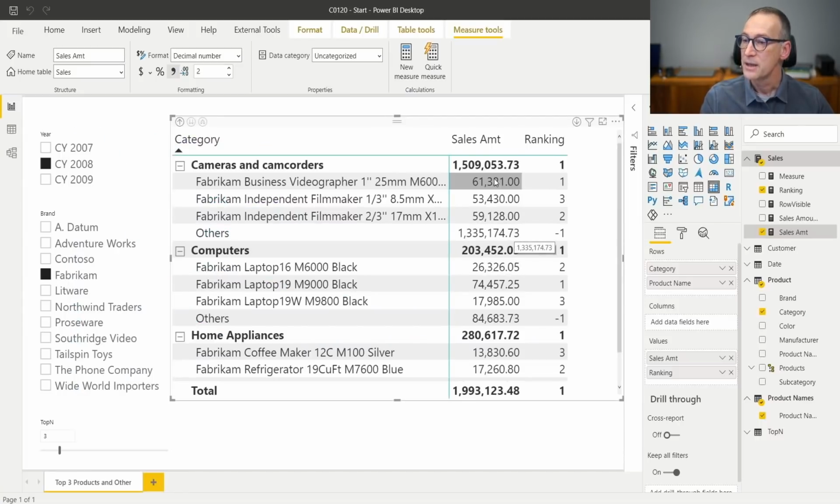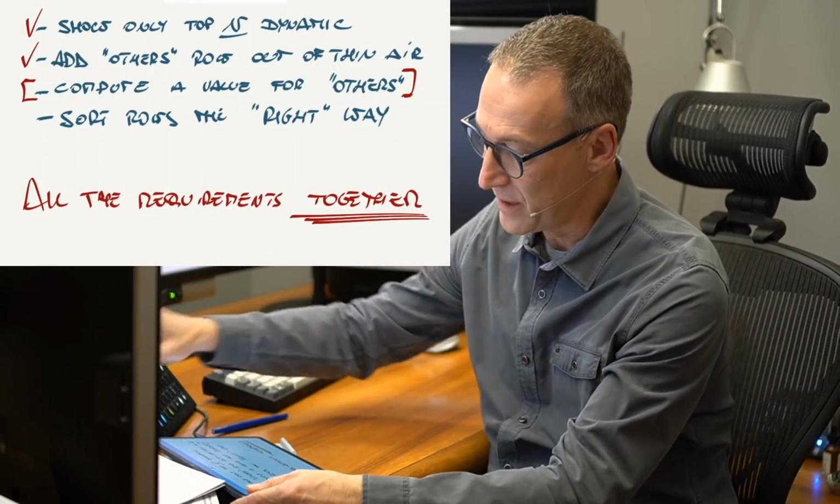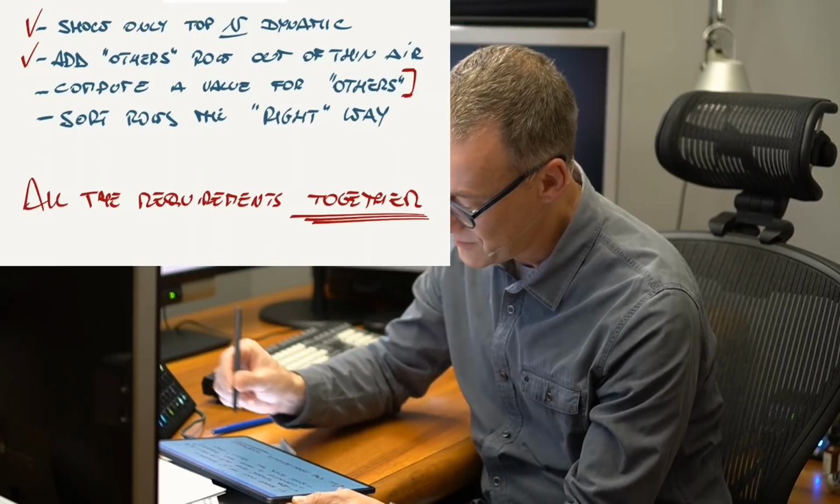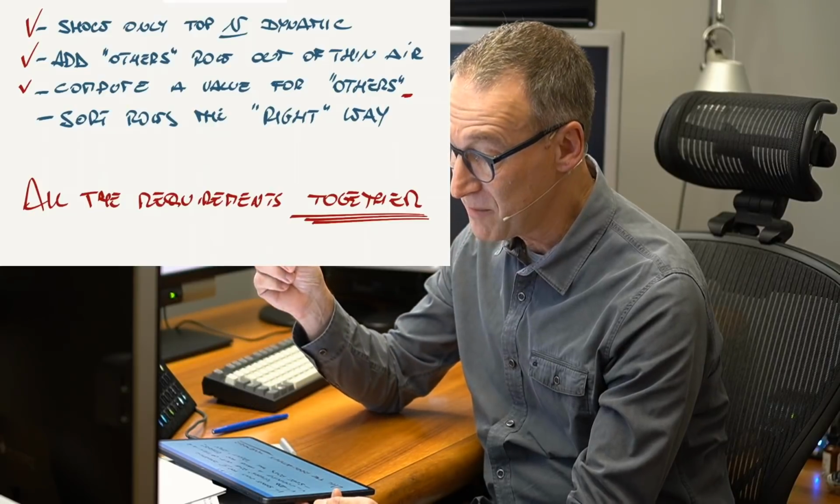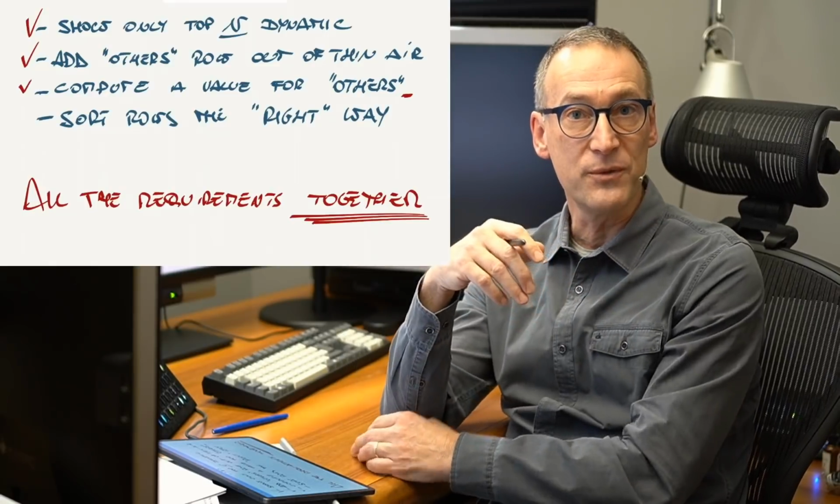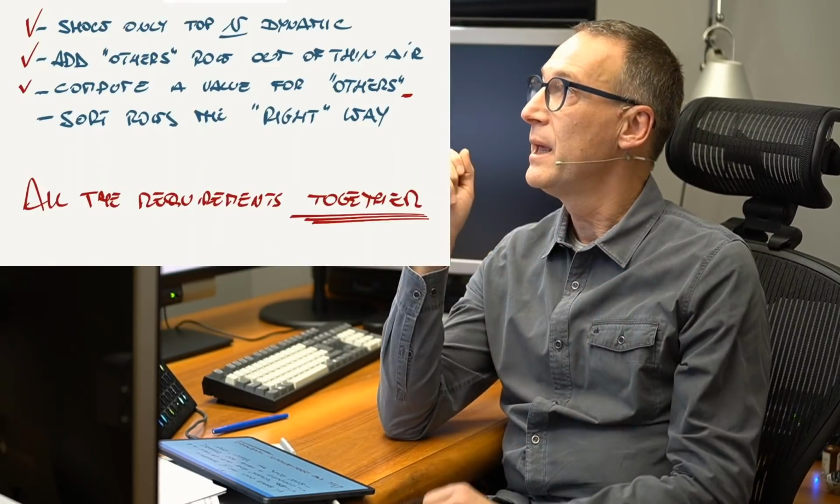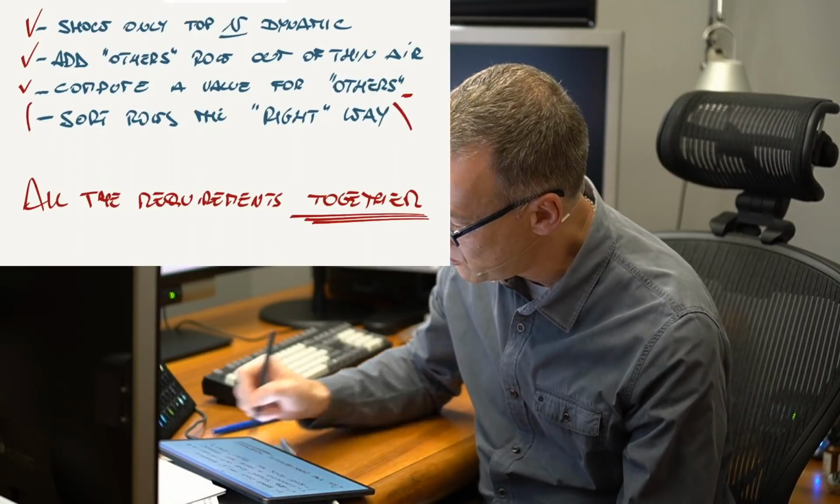Let's check it. Now you see we have the sales amount for the correct rows, we have a value for others, and we have fixed also the total. So that solves the third of our points. And we can check it. We have shown only the top n dynamic. We added the other rows. We computed a correct value now for the others row. We have the last step, which is sorting rows the right way.